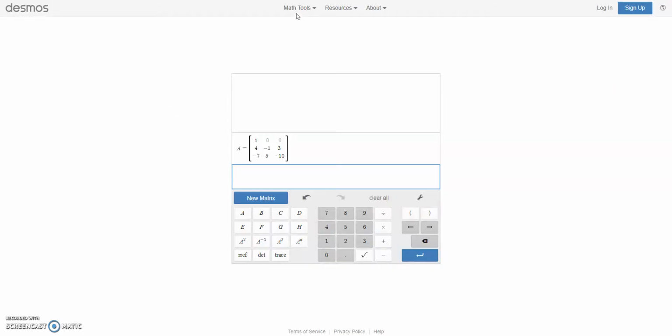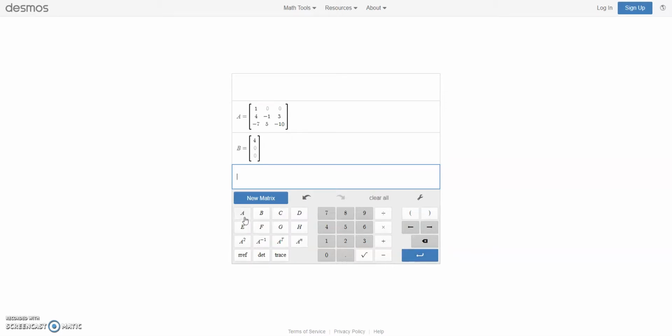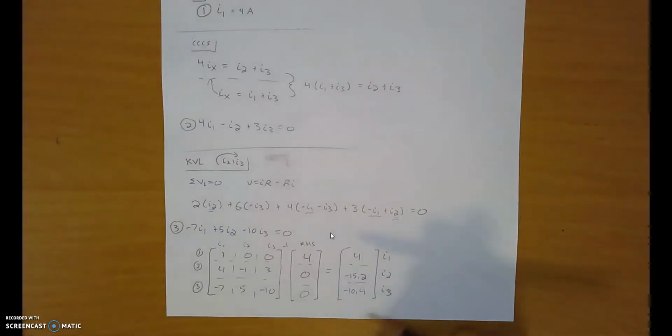Alright, so again, we're inside of Desmos. We are using the matrix calculator tool. I've already put in the first matrix. I'm going to put in the second matrix. So I need to add a row and remove a column so that it looks correct. So this is just a 4, 0, 0. And then to solve this, I'm going to use the A matrix. I'm going to take the inverse of it and multiply it by the B vector, and I will get my answer, which is a 4, that's I1, a negative 15.2, which is I2, and a negative 10.4, which is I3.